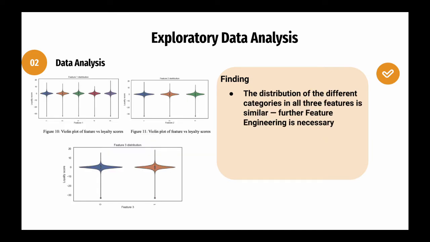Next, we try to find the possible relationships between the target and 3 feature variables in the train dataset. From the 3 figures, we can see the distribution of different categories in all 3 features is similar. As a result, we cannot simply find direct relationships between features and target. We decide to perform feature engineering on several columns that may affect the prediction of the target.